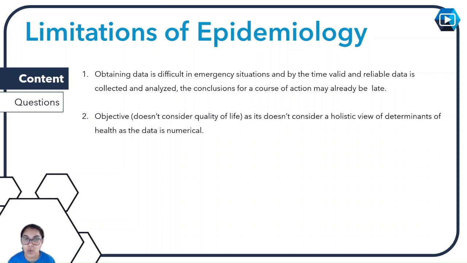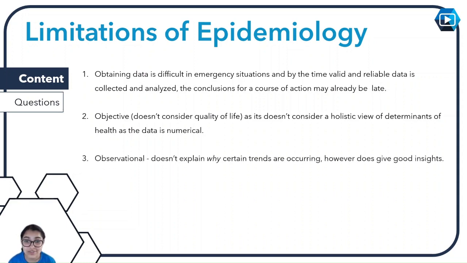It's very quantitative. It does not consider the more qualitative reasons behind the reasons for certain conditions to be more prevalent than others, for different population groups to be experiencing more inequity than others. What are the reasons behind that? That's something that we don't see with epidemiological data immediately. So it's objective, and it's also observational. So it does not explain why the trends are occurring, but it does give us good insights to actually counter those.